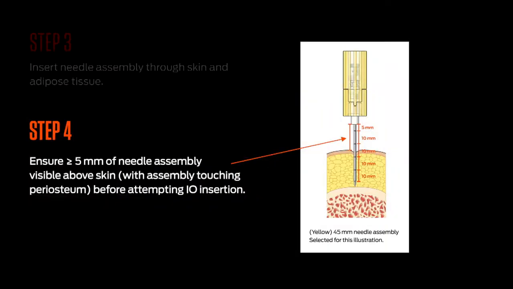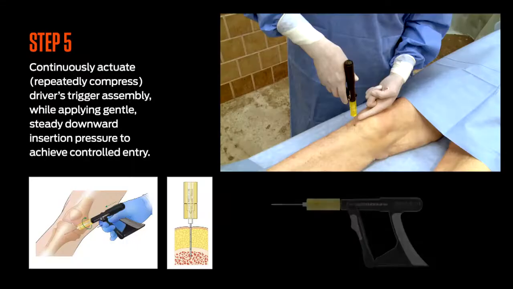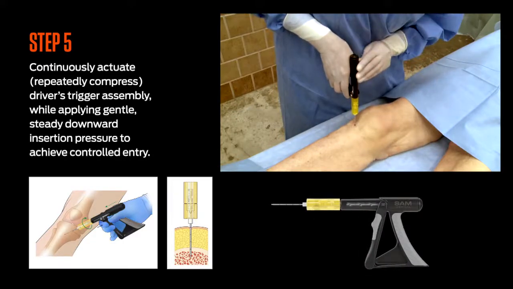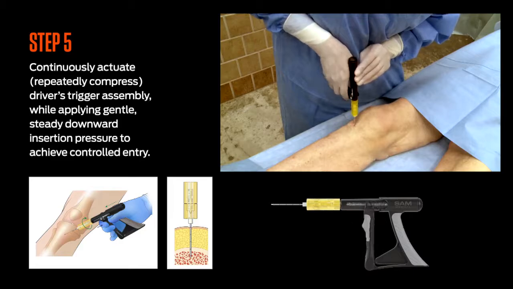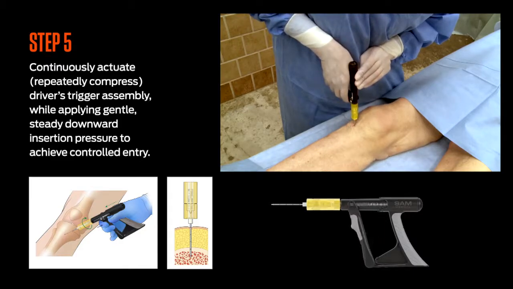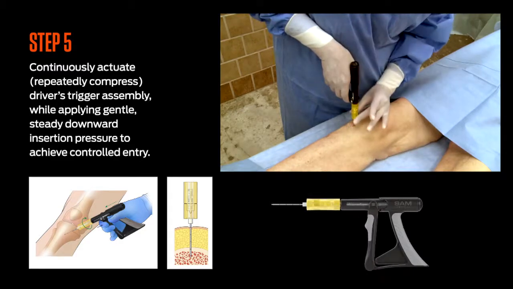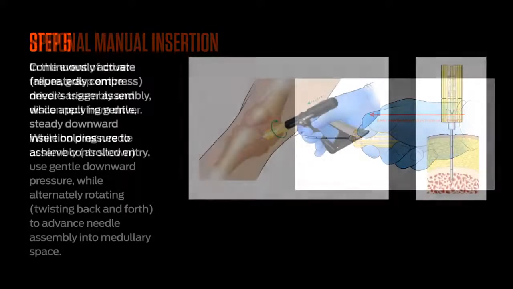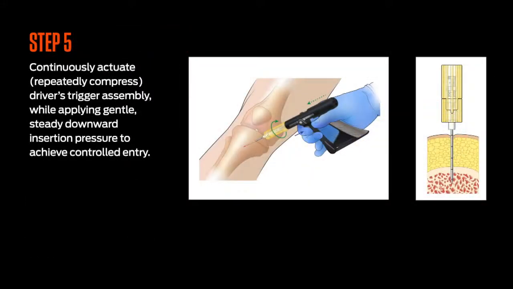It's important now to reiterate that the needle assembly selection is based upon overlying tissue depth at the insertion site. Number 5. Continuously actuate or repeatedly compress the driver's trigger assembly while applying gentle, steady, downward insertion pressure to achieve controlled entry. It's important not to use excessive force. Use minimal, gentle, downward insertion pressure, allowing the needle assembly tip's rotation to penetrate the compact bone.